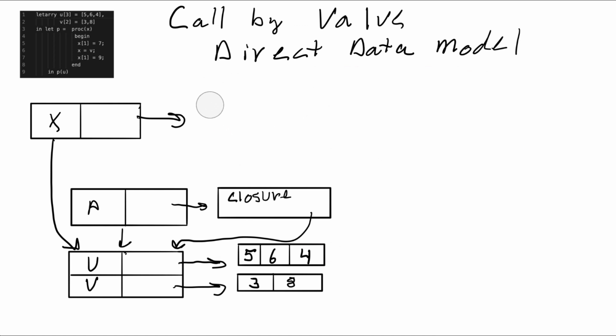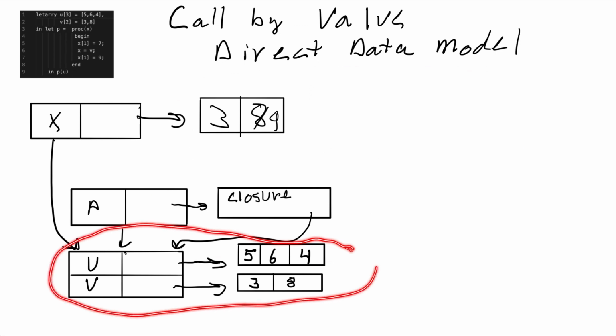We'll erase that array out of memory and we'll create a new array, and that array will contain the same contents that the V array has. And then at the end, we'll set the first element equal to 9, so we'll erase the 8 and replace it with 9. But as you can see, because we did call by value, our original arrays are not changed at all.